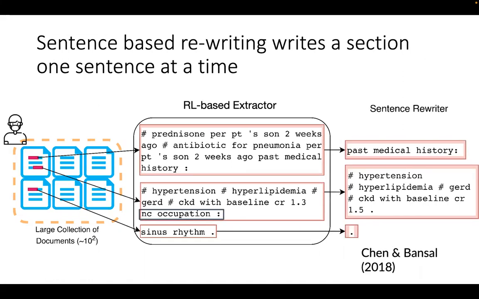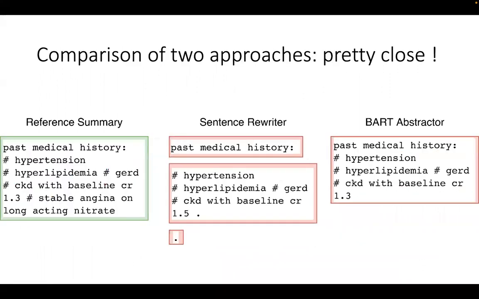Now let's look at another approach that writes one sentence at a time. So you will see that past medical history was what was just kept from the whole extraction blob. You can see that in here also NC occupation was removed and sinus rhythm as a sentence was just replaced by a period. So this is the sentence rewriting approach. Now let's look at how they compare.